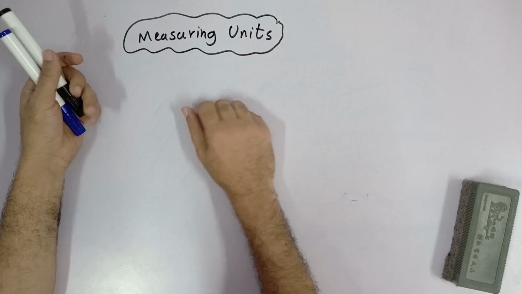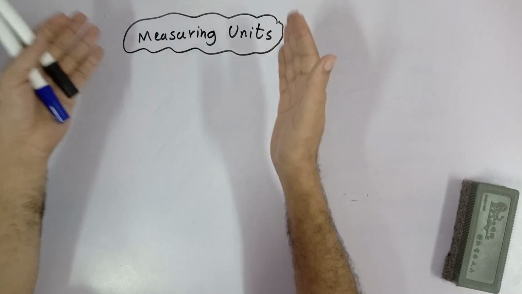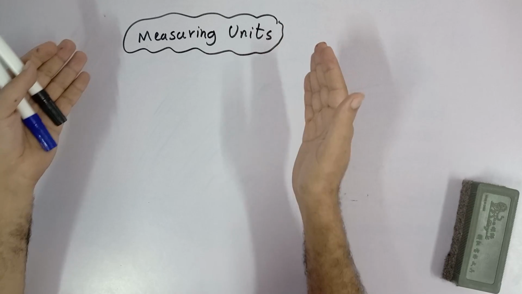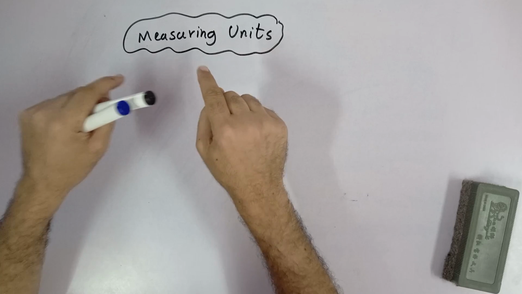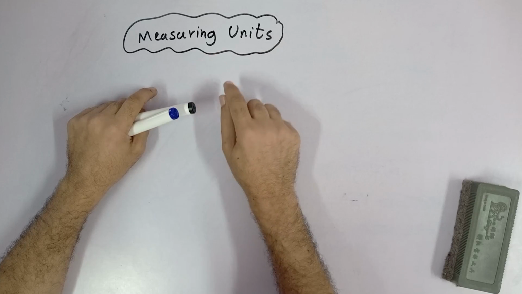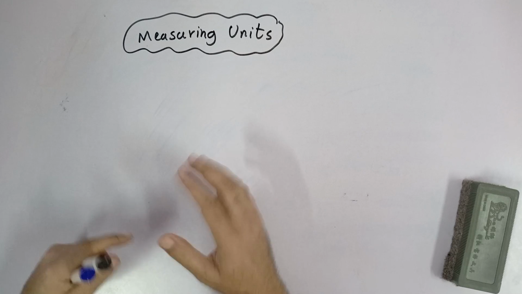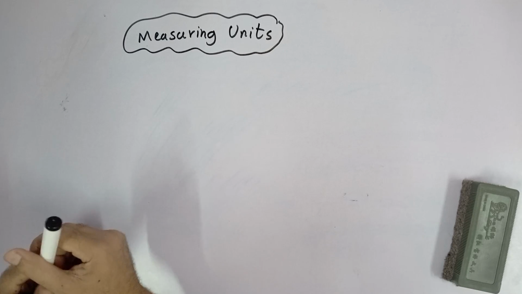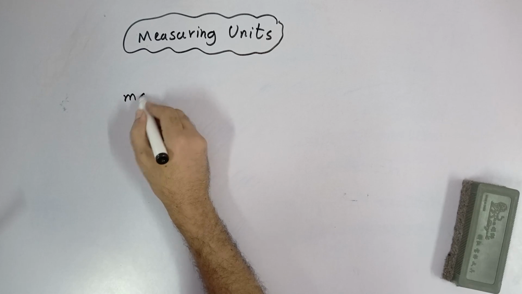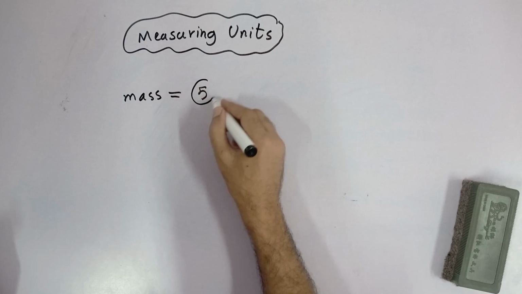Thank you. The third key in measurement is measuring units. Any quantity without its unit is meaningless. So each physical quantity, either fundamental or derived, has a measuring unit. For example, I can say the mass of a body equals 5. Do you know what 5 means?